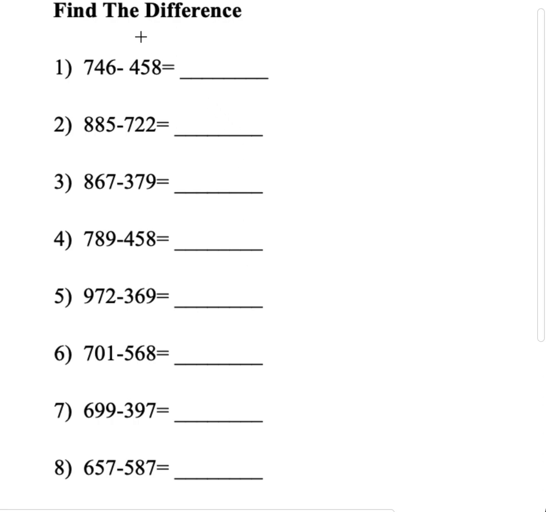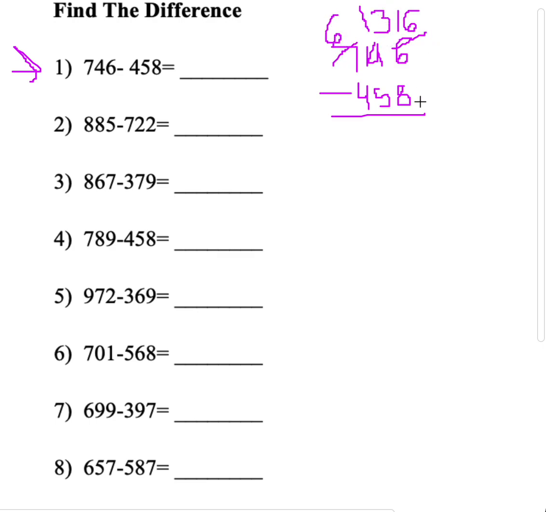Let's look at number 1. So it's saying 746 minus 458. So this turns into a 16. This turns into 13. And this turns into a 6. So this is 16 minus 8 is 8, 13 minus 5 is 8 again, and 6 minus 4 is 2. So 746 minus 458 is 288.